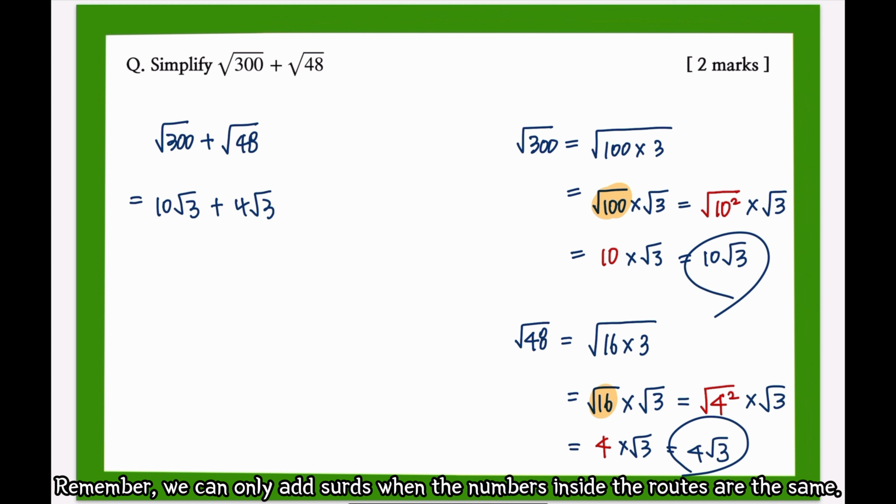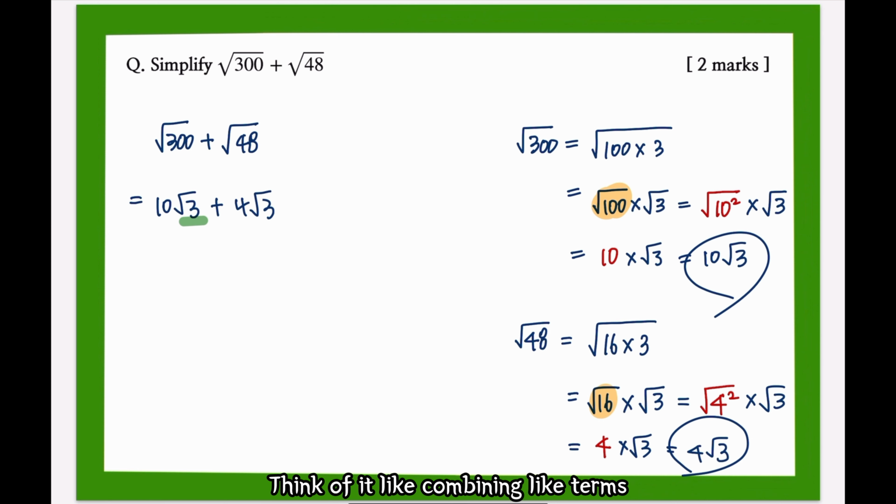Remember, we can only add surds when the numbers inside the roots are the same. Think of it like combining like terms. So here, since both terms have root 3, we just add the coefficients in front of the surd, which is 10 plus 4. So the final answer is 14 root 3.